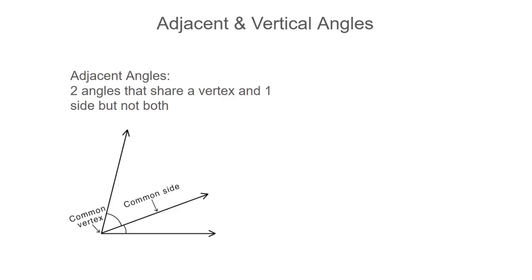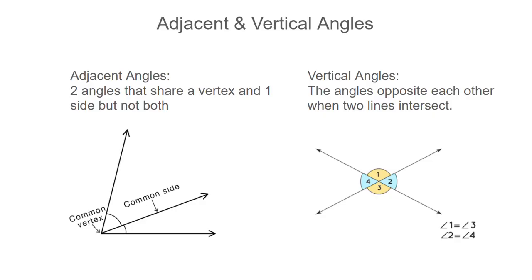at all. Moving on to vertical angles, which are angles that are opposite each other when two lines intersect, and they also must share a vertex. The important part, however, of vertical angles is that they are always congruent and have the same measure, which we will prove in probably the next video.